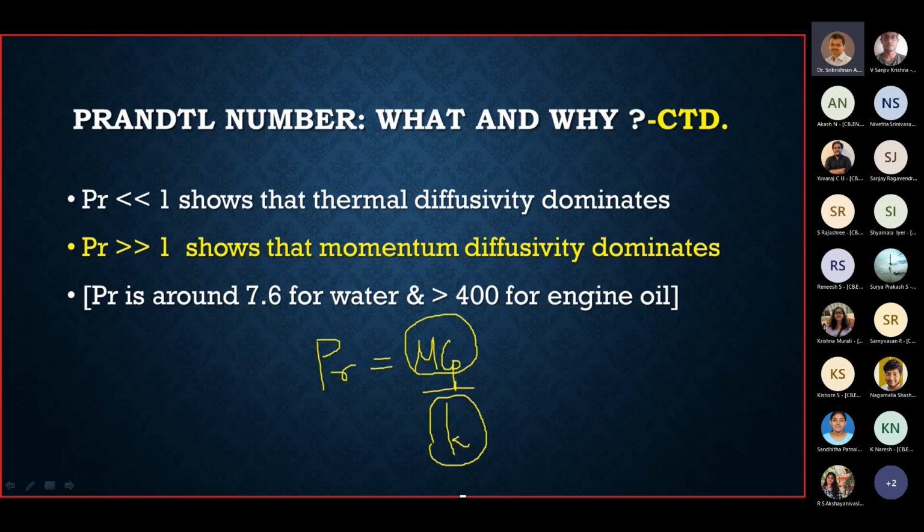Similarly, when Prandtl number is greater than one, it means the momentum diffusivity is high. The definition is momentum diffusivity divided by thermal diffusivity. So when you have a high value of Prandtl number, momentum diffusivity is high, and when you have a low value, thermal diffusivity is high. And as you can guess, when Prandtl number equals one, both have the same magnitude.